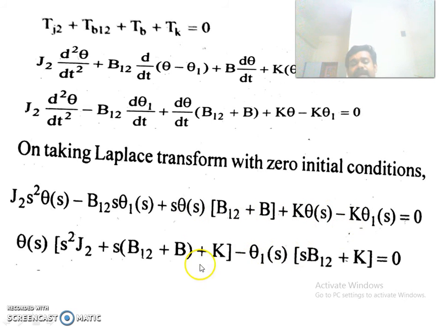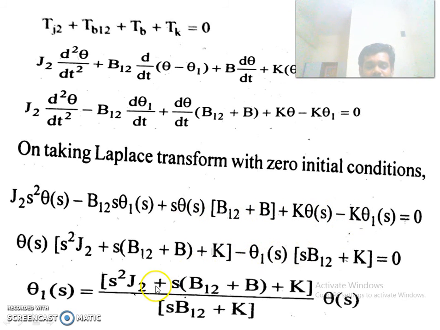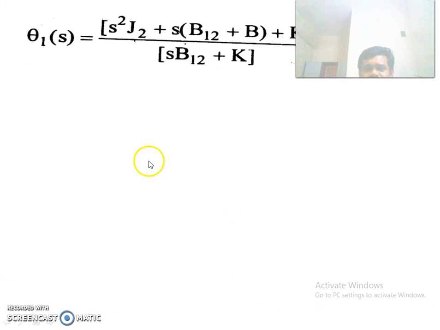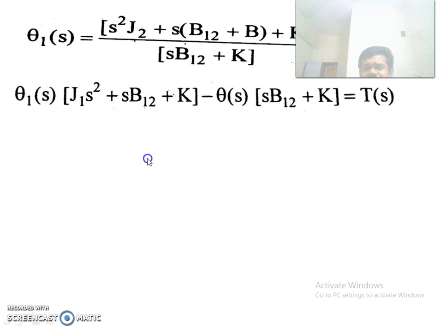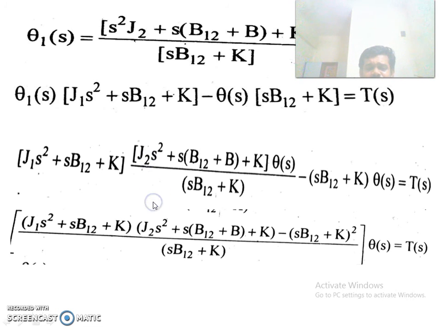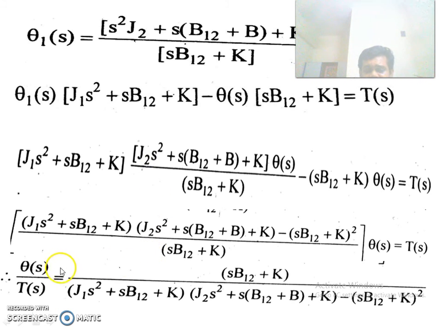So from this we calculate theta 1 of s. We already have one expression, and in that expression you have the theta 1 of s term. In that place we substitute this equation. After simplification you will get the transfer function theta of s divided by T of s.